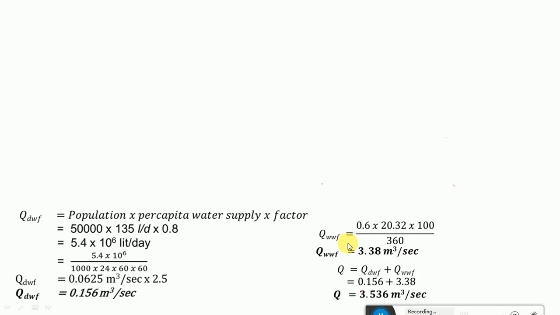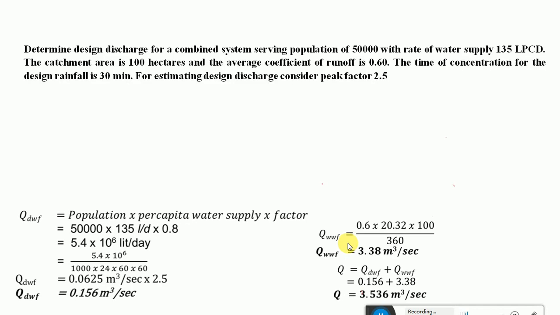Okay, so now coming to the next problem. You have to determine the design discharge for a combined sewerage system serving the population of 50,000 with the rate of water supply as 135 LPCD. The catchment area is 100 hectares and the average coefficient of runoff is 0.60. The time of concentration for the design rainfall is 30 minutes. For estimating design discharge, consider the peak factor as 2.5.